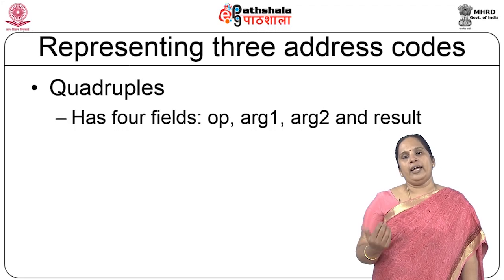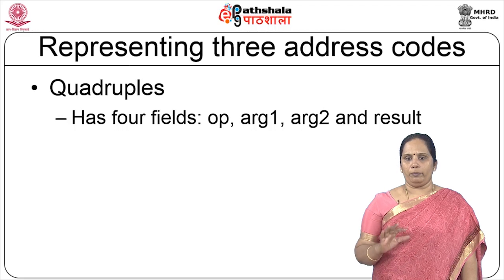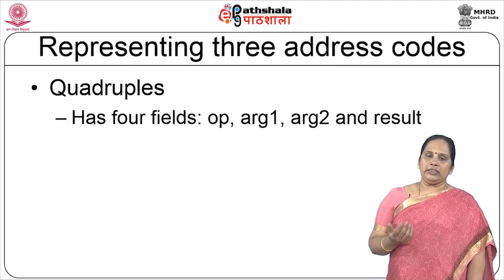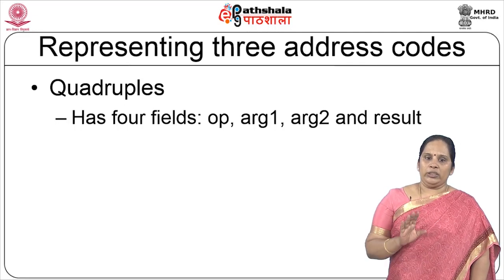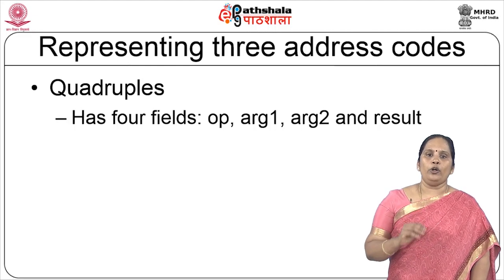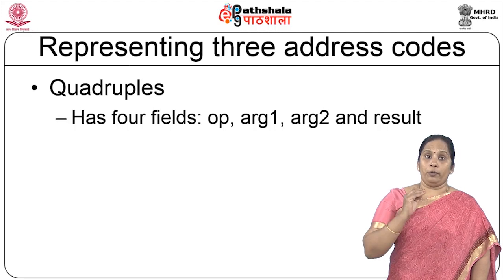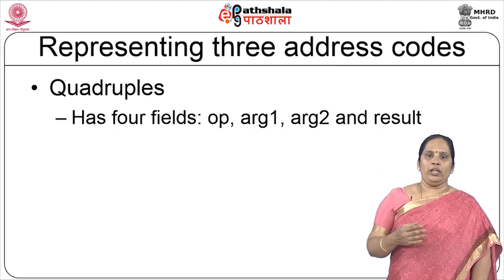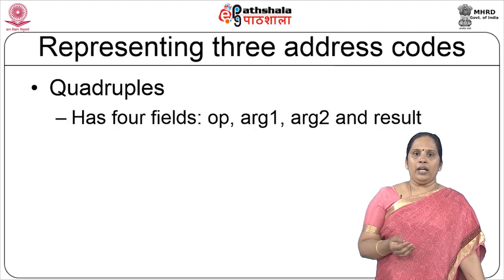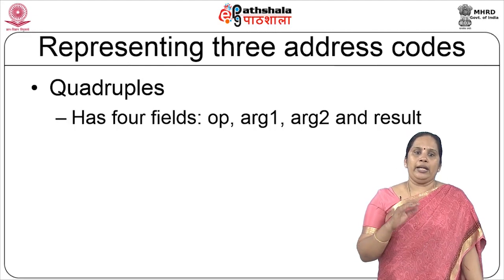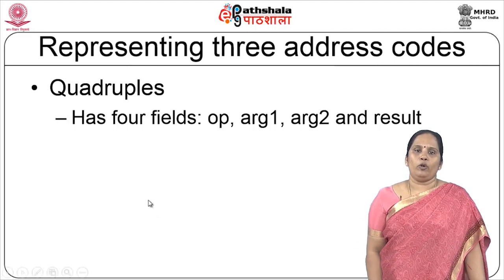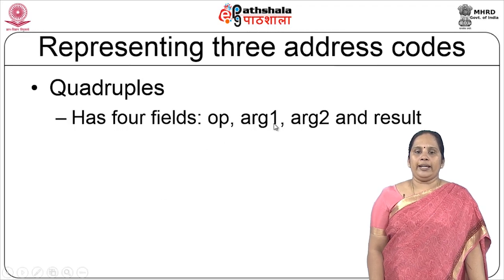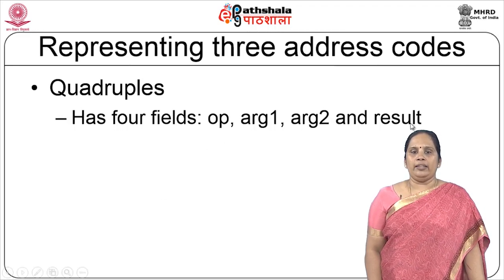Out of all these three, indirect triples and triples are followed more compared to quadruples, because quadruples has one additional field in comparison with the other representations. So these are data structures which are nothing but tables, and these tables are used to store your information, your programming language which you have written in so many lines of code, etc. It's been converted now to an intermediate representation in terms of a tabular representation. So the quadruples basically has 4 fields. The first one is an operator, second one is argument 1, argument 2, and then the result.